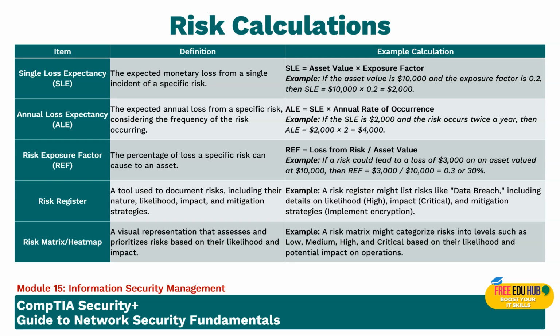Then we have the risk matrix, or what we also call a heat map, which is a visual tool used to categorize risks based on their severity and likelihood, helping stakeholders quickly understand which risks are the most critical and should be prioritized. If we look at the risk matrix, it might categorize risks into levels such as low, medium, high, and critical based on their likelihood and potential impact on operations.